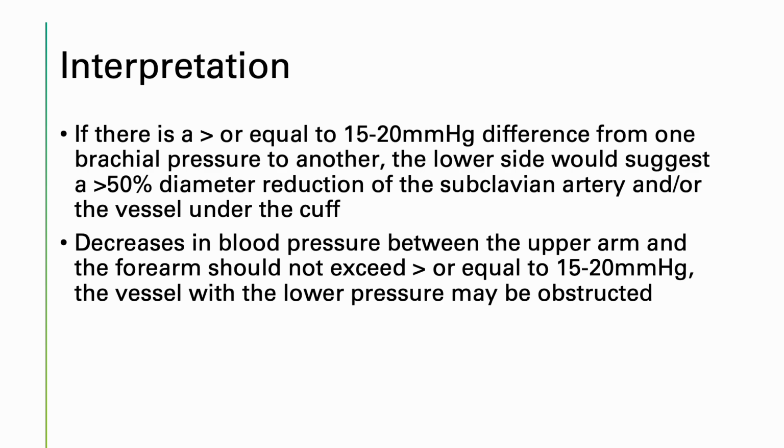A decrease in blood pressure between the upper arm and forearm should not equal or exceed 15 to 20 millimeters of mercury. The vessel with the lower pressure may be obstructed. So if your upper arm pressure is 120 and your lower arm pressure is 50, there could be a problem with your forearm artery.